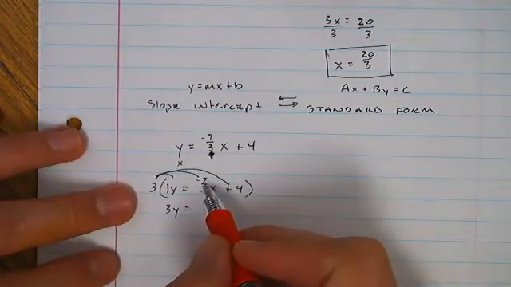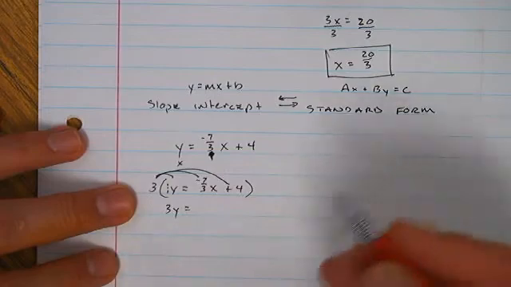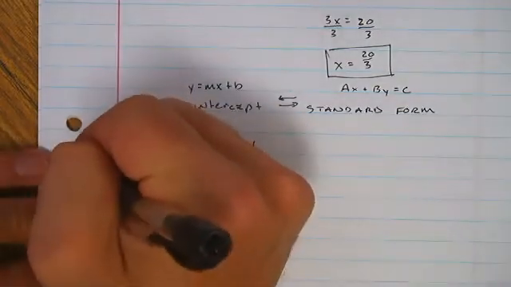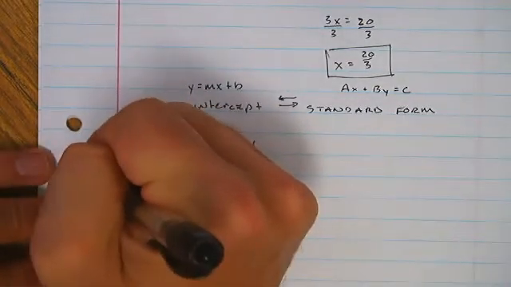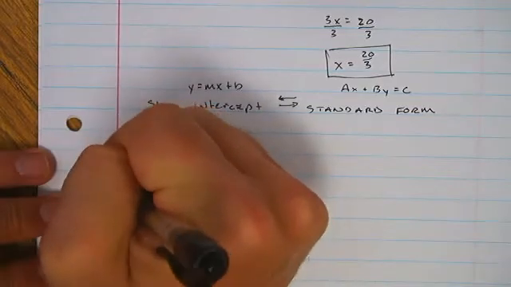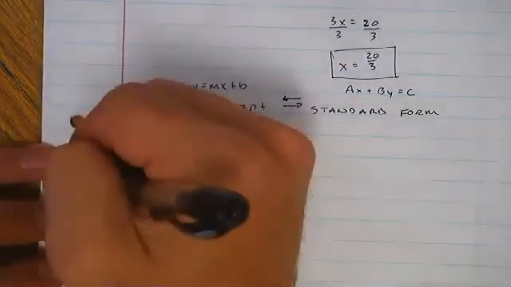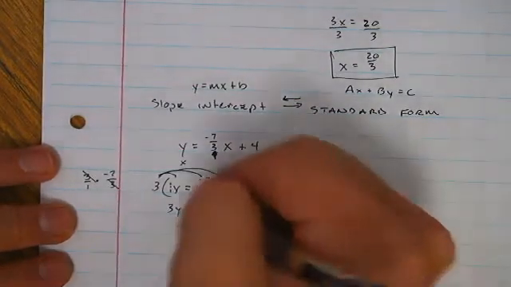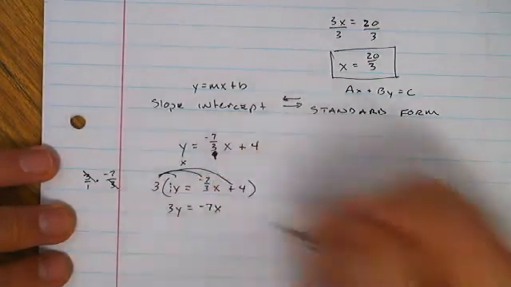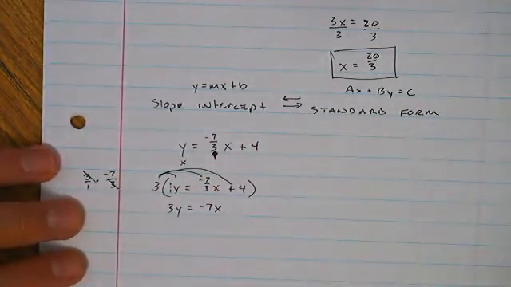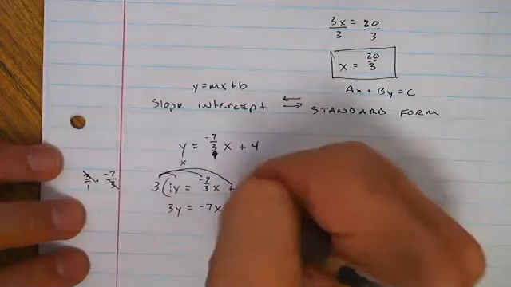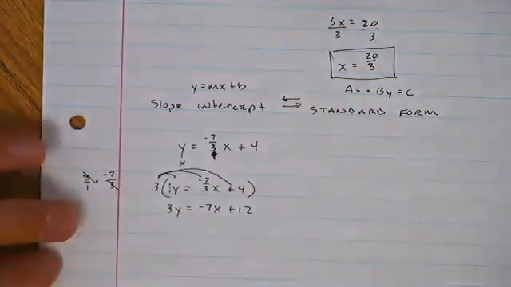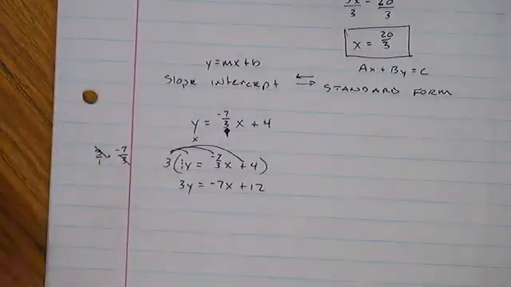3 times negative 7/3, okay? And so what happens here is you've got 3 over 1 times negative 7 over 3. Essentially, those are canceling each other out, so we've got negative 7 over 1. Well, that's just going to leave me with negative 7x. That's why we focus on that denominator. And then 3 times 4 is 12. Okay, so we're almost there.